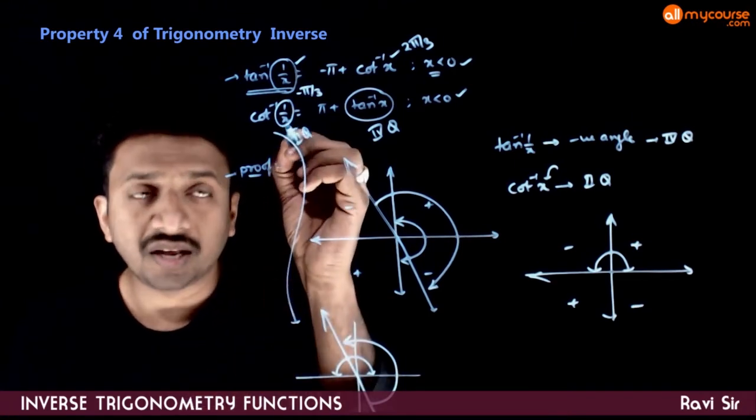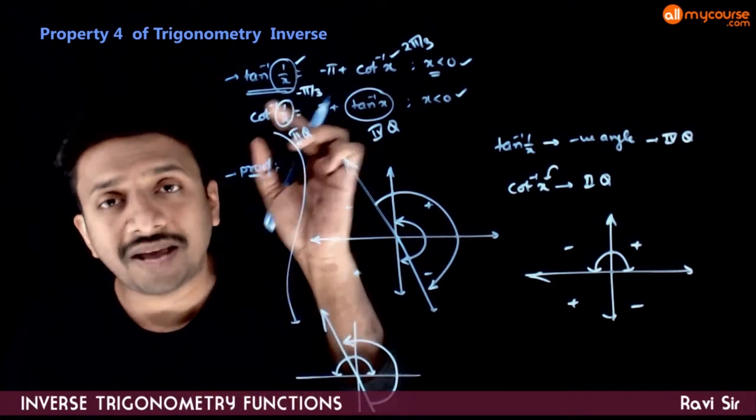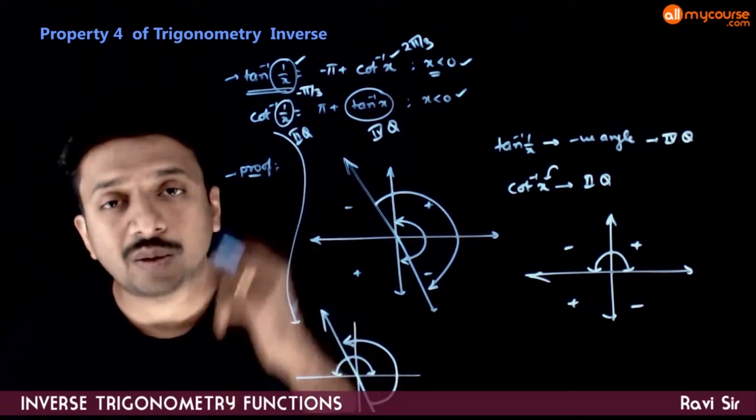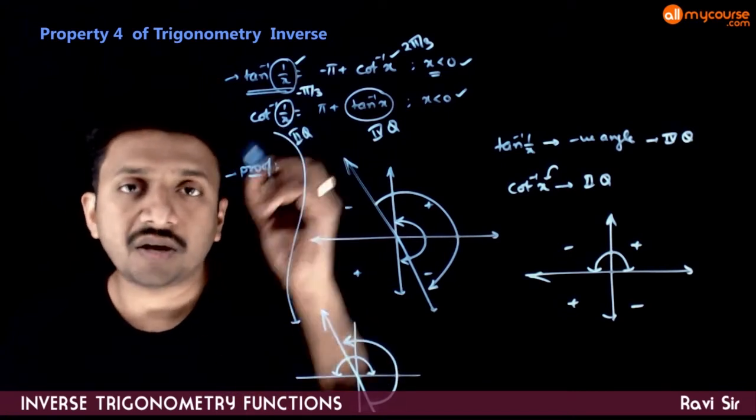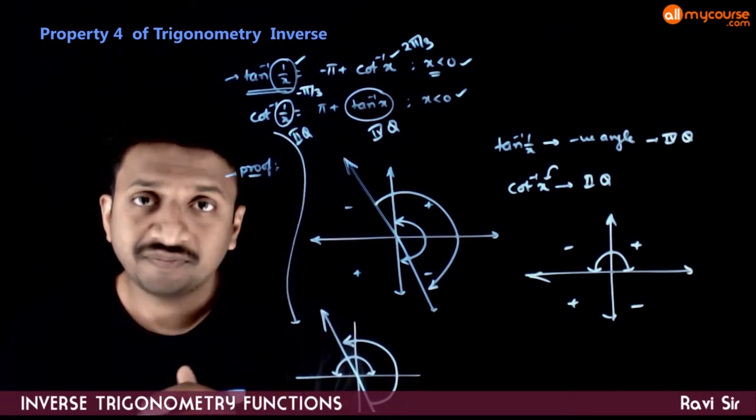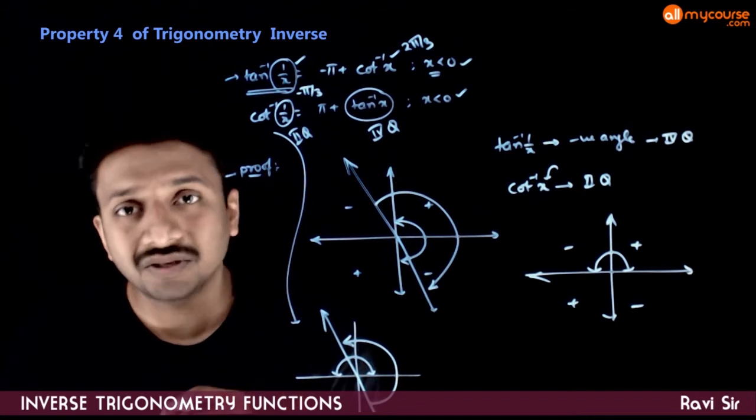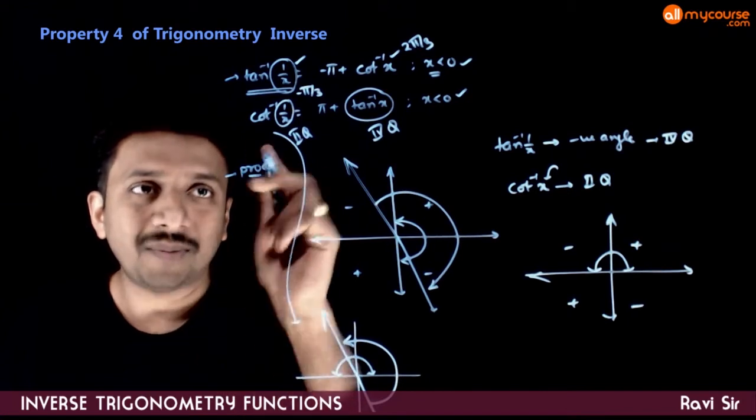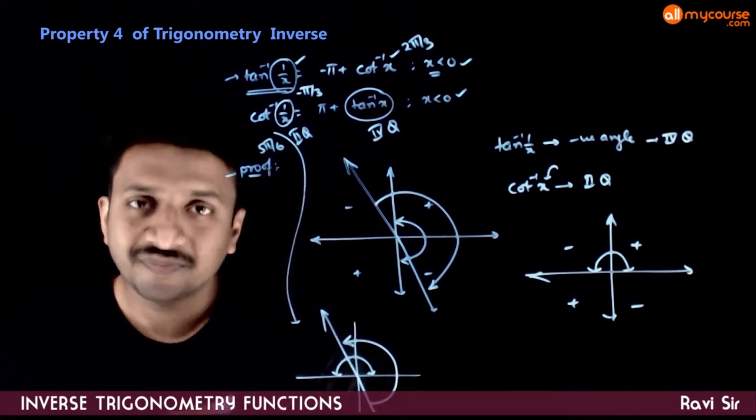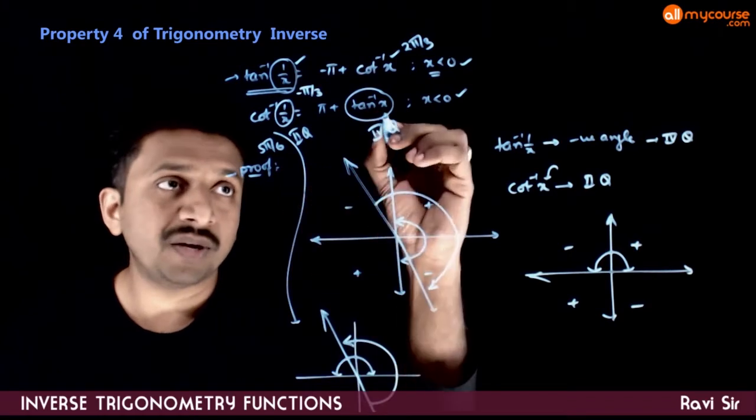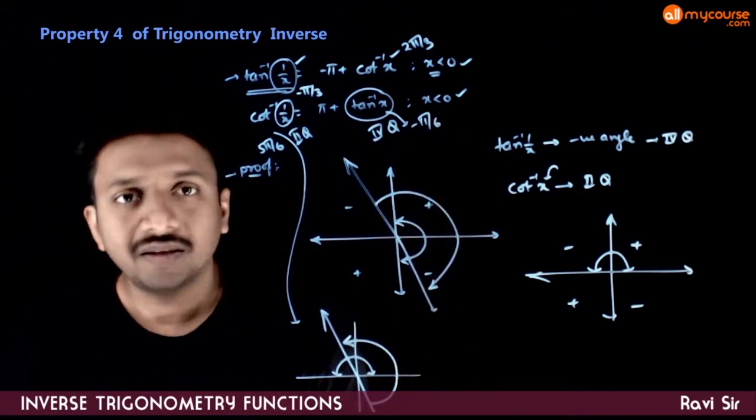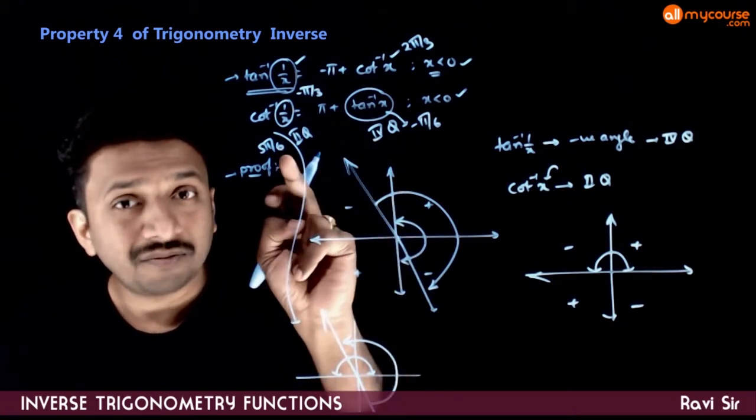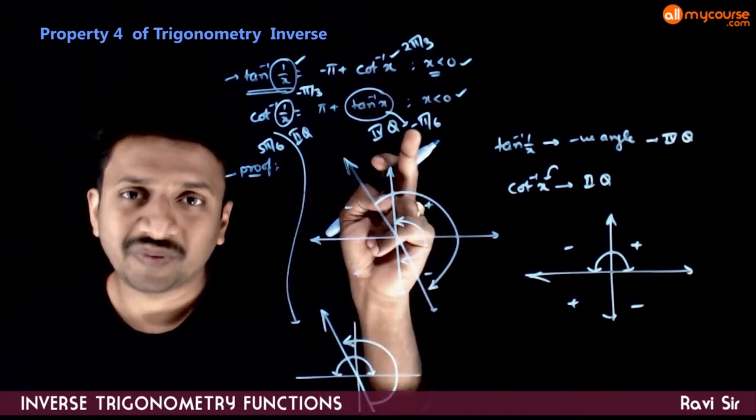For example, if you put 1 by x is equal to minus root 3, that is x is minus 1 by root 3. So cot inverse of minus root 3 is pi minus cot inverse of root 3. Cot inverse of root 3 is pi by 6. So pi minus pi by 6, you get 5 pi by 6 as the answer. Now tan inverse of minus 1 by root 3 is minus pi by 6. So what should you do to get this 5 pi by 6 from minus pi by 6? You have to add a pi.